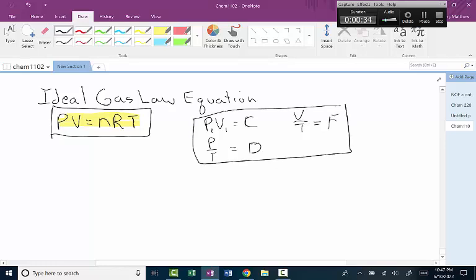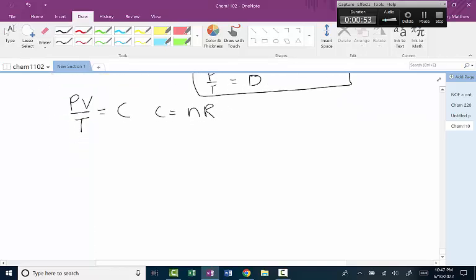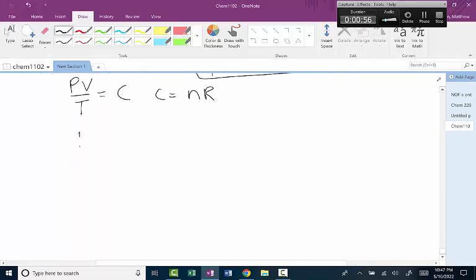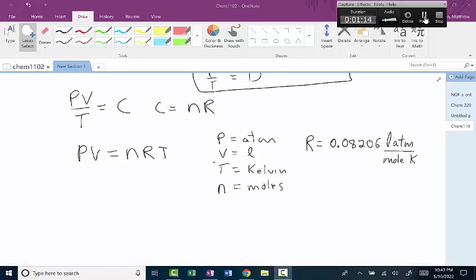Well, if we combine these three, we end up with PV over T equals some constant C. And if we know the amount of gas, it turns out that C is equal to nR. And so that's where we get this equation, PV equals nRT, where P is the pressure in atmospheres, volume is in liters, temperature is in degrees Kelvin, and n, a new term, is the moles of gas.